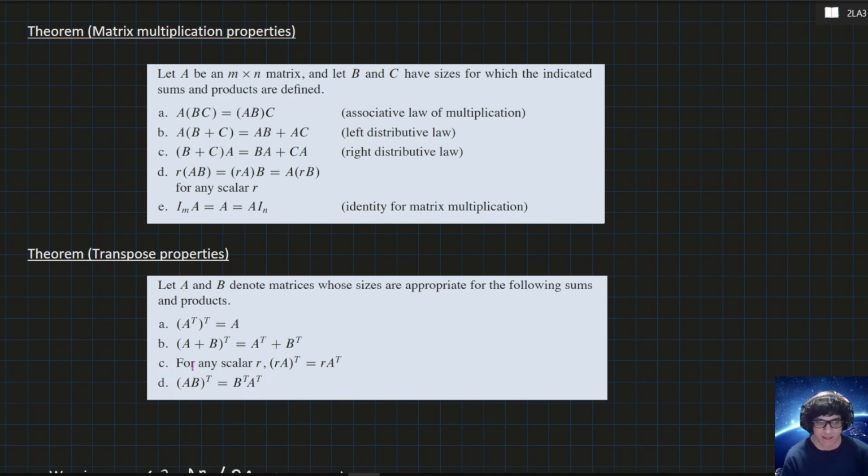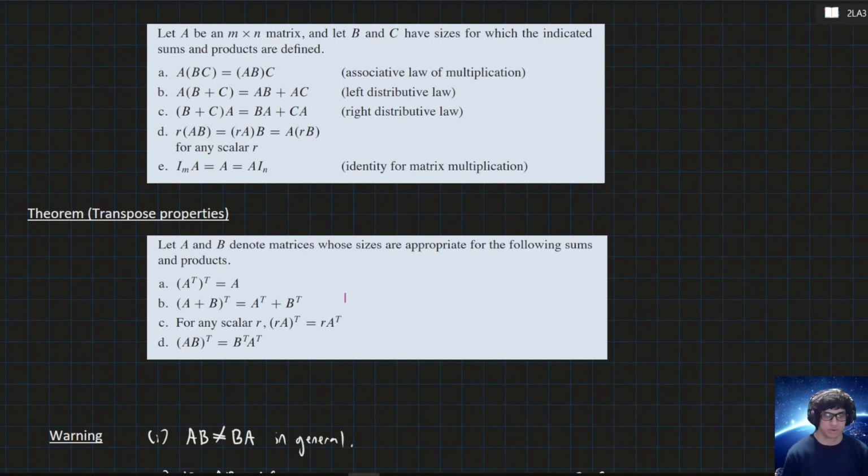If you had an even longer string of multiplications, say A, B, C, D, then you would have to reverse that entire string and take the transpose of each one. So it'd be D transpose, C transpose, B transpose, and A transpose.